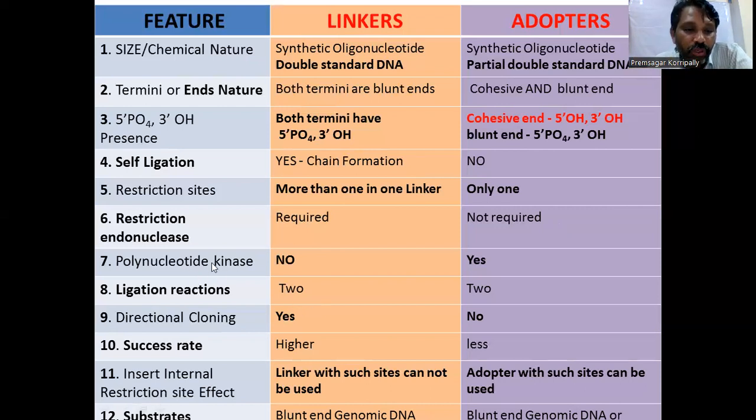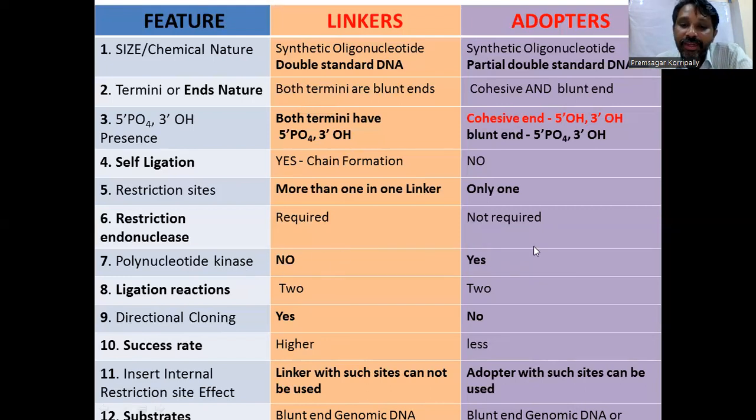And the usage of polynucleotide kinase: in the case of linkers, there is no use of PNK. But when you're using adapters, the cohesive end has 5' OH and 3' OH. So 5' OH is unnatural. Hence, you have to convert that into the 5' phosphate by using polynucleotide kinase.